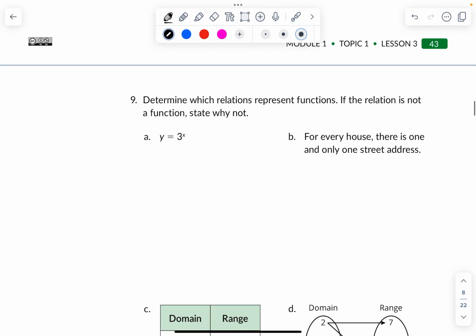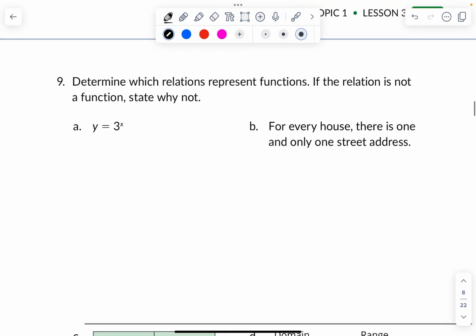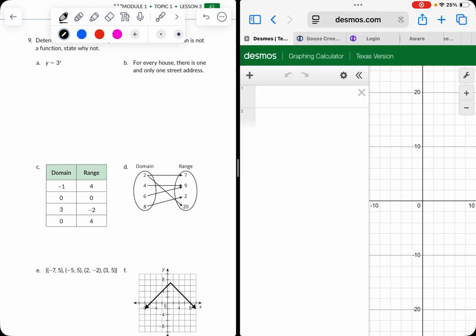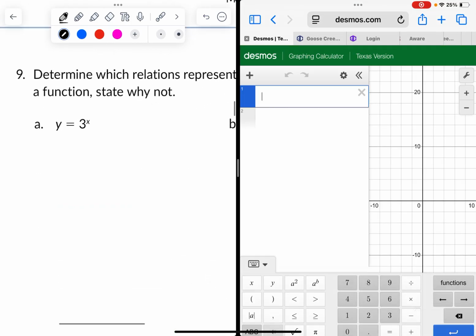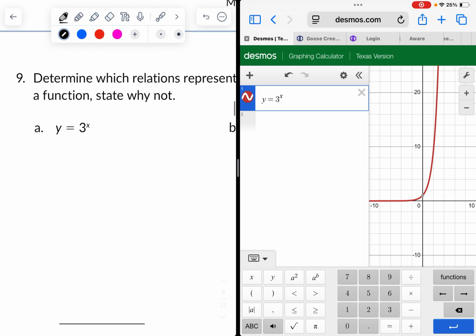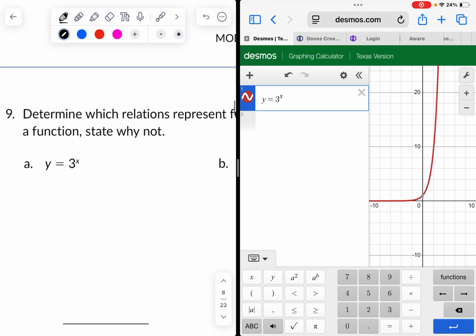Okay. We're going to determine if each one of these represents a function. Since a couple of these are graphs, I'm going to pull up Desmos. I don't need for you to guess, graph it. So I'm going to type in y equals 3 to the x power. Look at that. I can see the graph. And if you were to do a vertical line test, because it looks something like this, I'm going to go sketch it on my paper. It looks something like this.